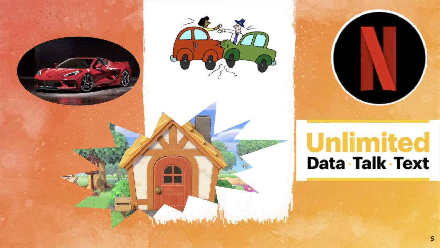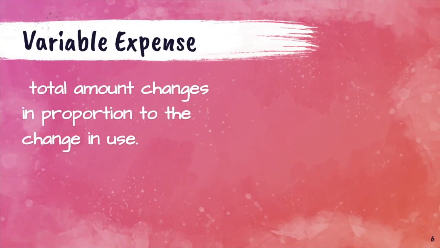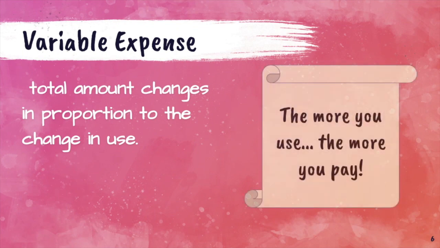And also subscription services like Netflix. Doesn't matter if you watch Netflix once a day or once a year. If you have the subscription, you're going to pay the same amount every time. Variable expenses work a little differently. The amount changes in proportion to the change in use. So in other words, the more you use, the more you pay.